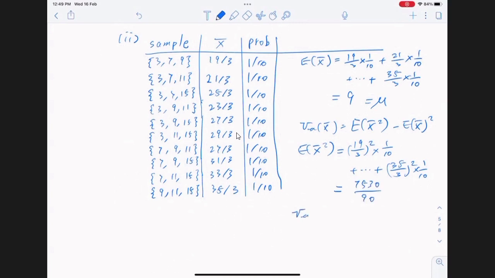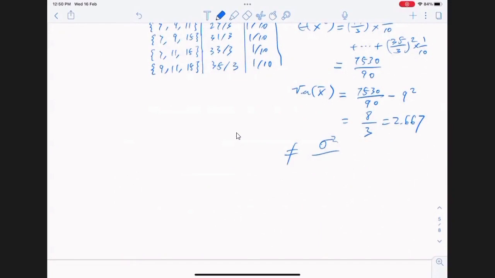So finally, the variance of x bar is equal to the expectation of the square of the sample mean minus the square of the expectation of the sample mean. And you get this. I have seen some of you can get this answer. Okay? Now, one final remark. This number, this time, is not equal to sigma square over n. Quite contrary to what I've said before, right?